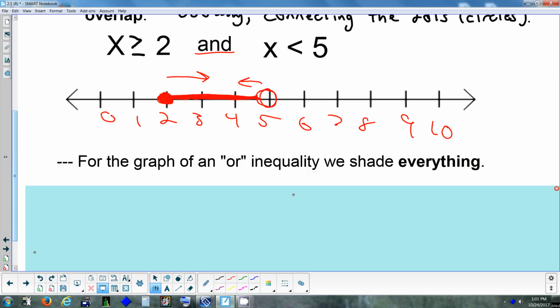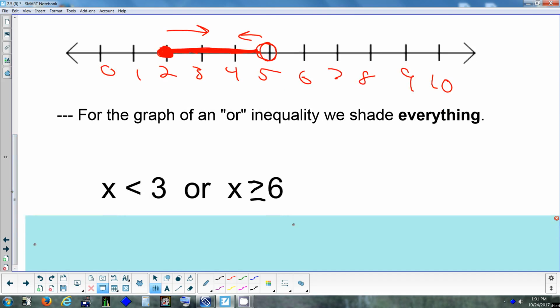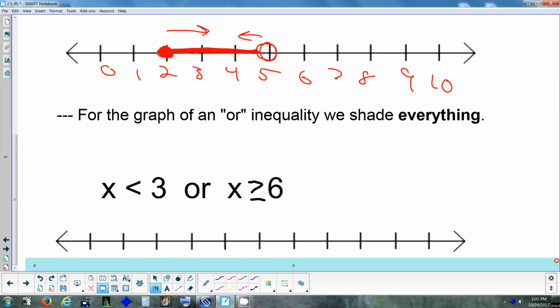For an or, that's a little different. For an or, you just shade everything that the directions tell you to shade. You don't look for where things overlap. You basically just graph the first one, graph the second one, and that's it. So even if they go in opposite directions, that's okay. It doesn't matter. Ors generally go in opposite directions. They don't always have to, but a lot of times they do.